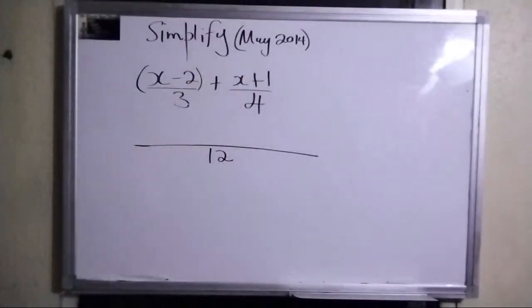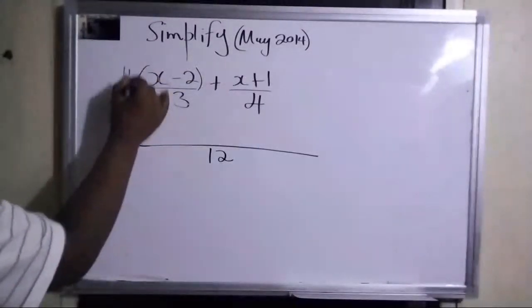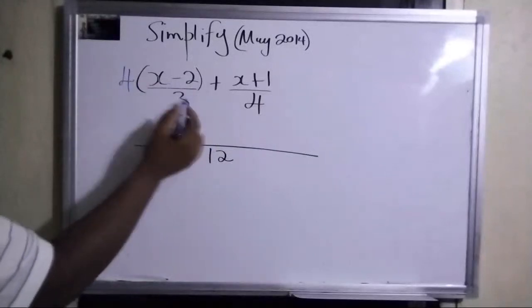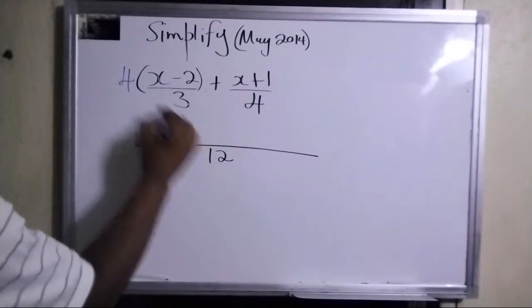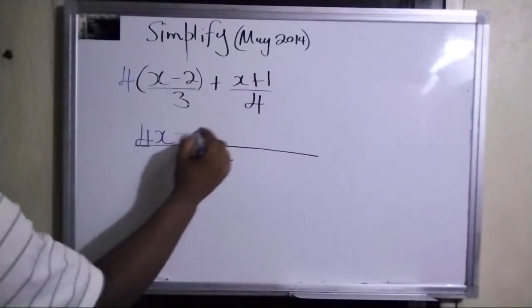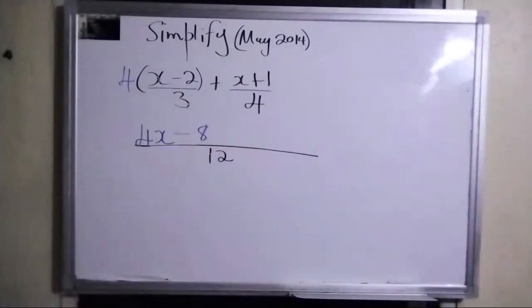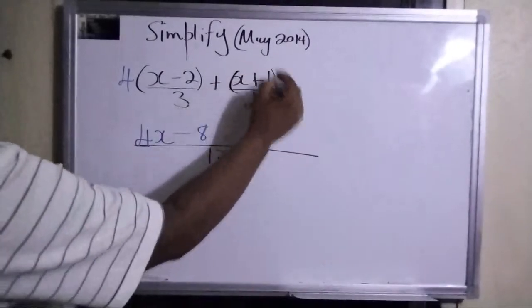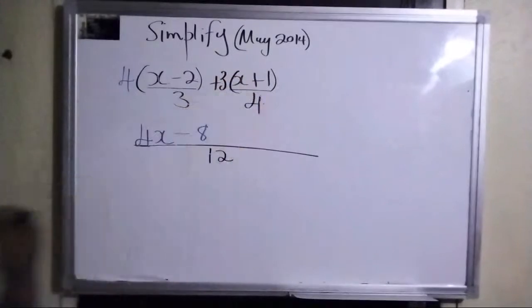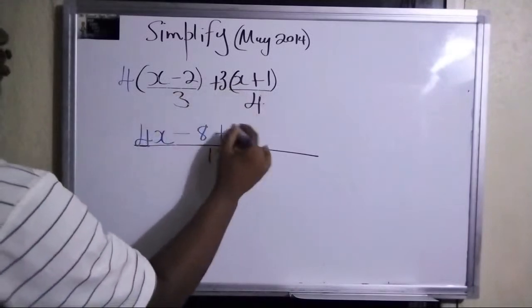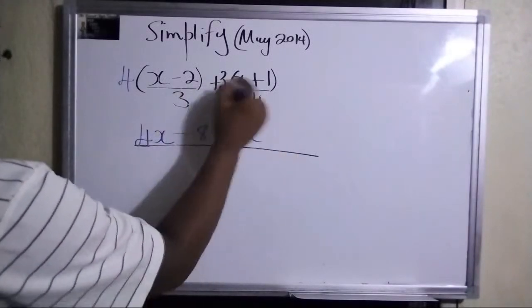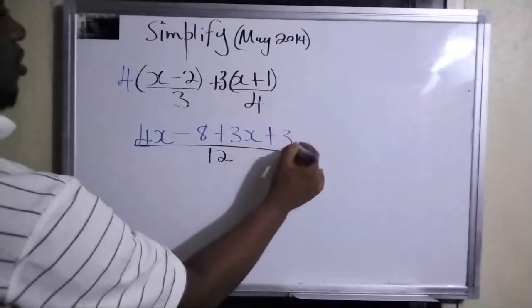So now we're going to expand the bracket. So we're going to multiply each term by 4. So 4 times x, 4x. 4 times negative 2, negative 8. And then we do the same thing. 4 into 12, that goes 3 times. So multiplying each term by 3. Remember, bracket means to multiply. 3 times x, 3x. And 3 times 1 would be 3.